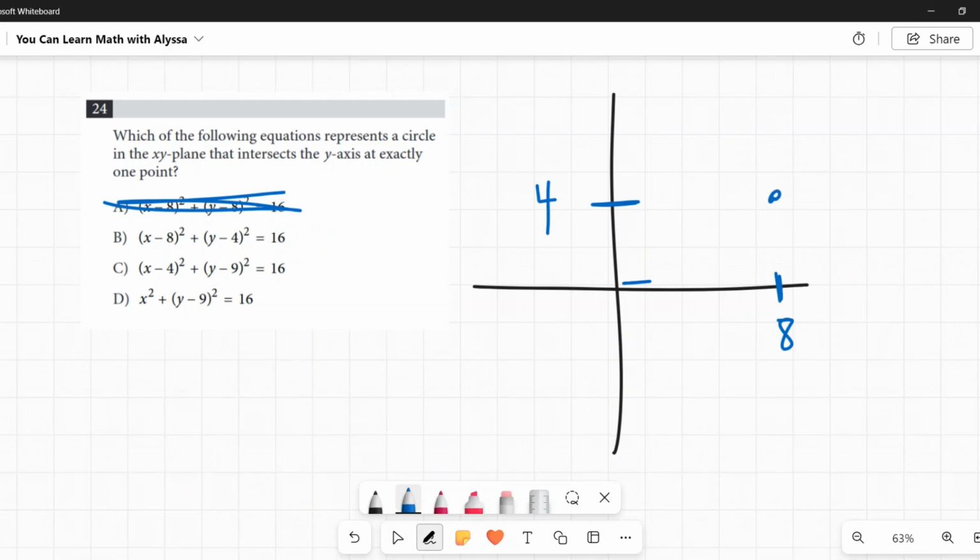But if our center is right there, radius of 4, it's going to touch the x-axis, but not quite getting over to touch the y. Okay, so B is out.